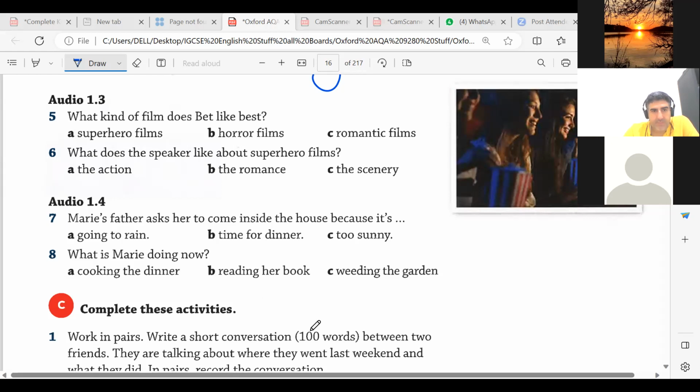Listen. Audio 1.3. It's my birthday, and I would love to take you all to the cinema. We could go to watch the latest superhero film. I always enjoy the action scenes, though no one else does. I know my friend Bet prefers love stories. She wants us to see Heartbreak. It's supposed to be really romantic, but I think it'll be too sad. I'd love to see the scenery, though, as the film was made in my hometown.